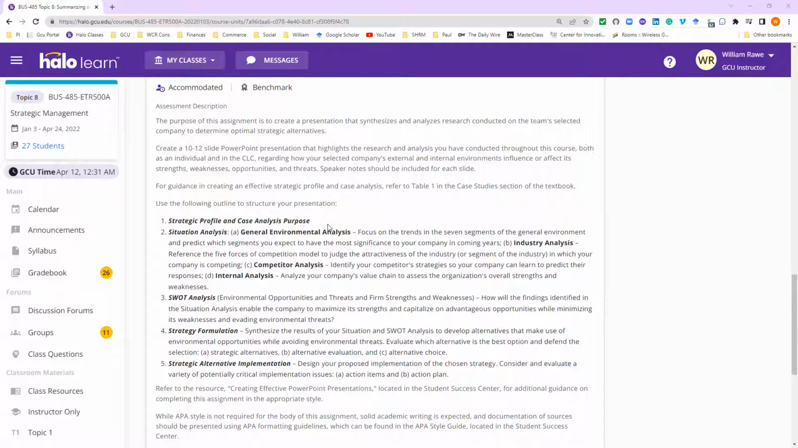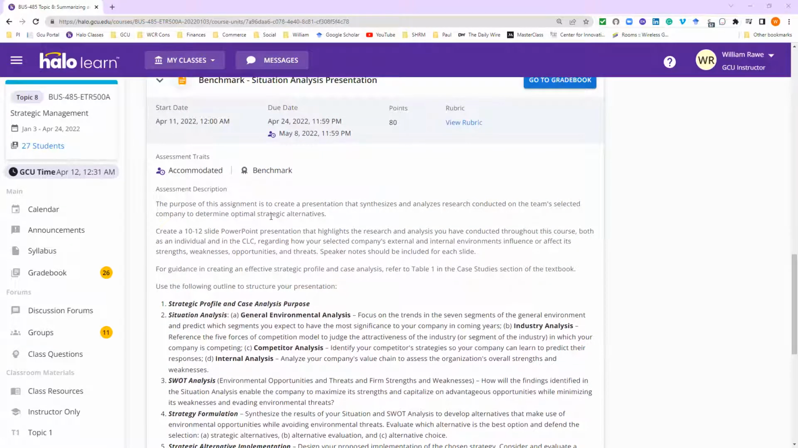You need to highlight the research and analysis you've conducted throughout this course, both as an individual and the CLC, regarding how your selected company's external and internal environments influence or affect its strengths, weaknesses, opportunities, and threats. And speaker notes should be included on each slide. So this is really, again, the name of it is situation analysis. This is really you taking your SWOT analysis and looking at the company as it is right now.